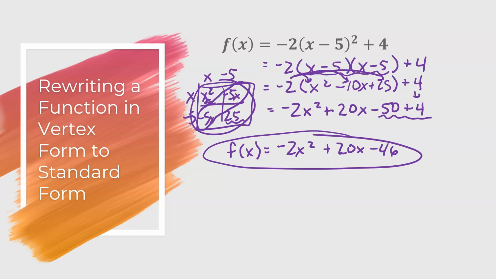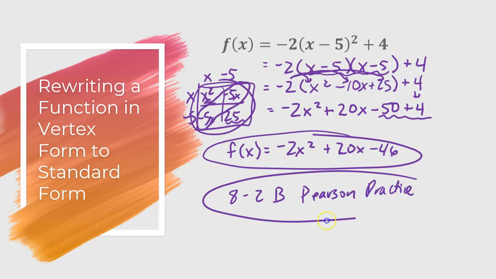So that's what you have to be able to do: graph in standard form and convert from vertex form to standard form. What I need you to do now is go to the 8.2b Pearson practice and try to get that completed. Tomorrow in class, I will be sure to answer questions that you have. We'll maybe look at this a little bit more to make sure you understand it, and then we'll move on. So go ahead and finish this and move on to your Pearson.